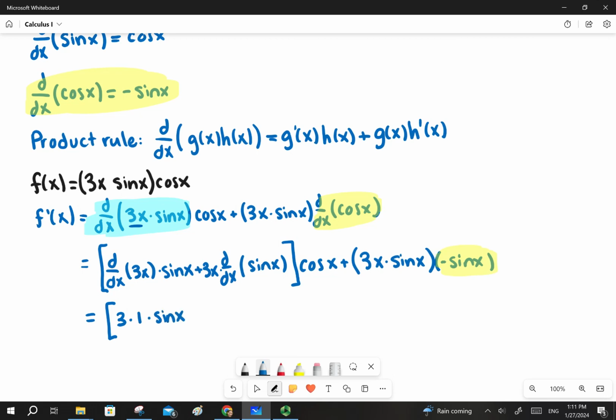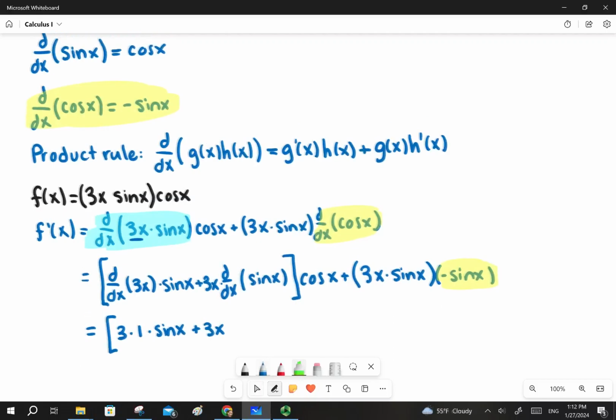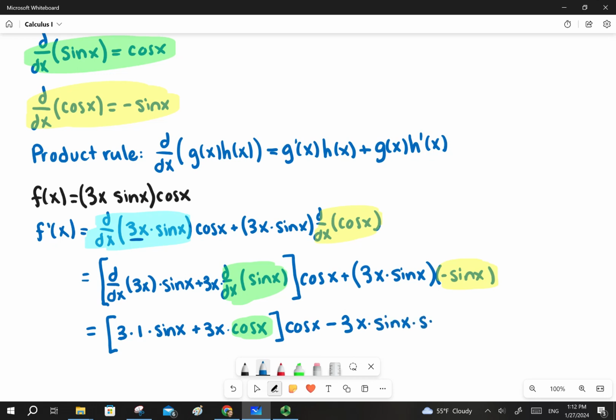So for my first term inside the square brackets, I get 3 times 1 times sine of x, and then 3x times the derivative of sine of x, which we said earlier was cosine of x. And all of that is still multiplied by the cosine of x on the outside. And then cleaning up the other term, I have a minus and a 3, so I'll write the minus 3 out front, and then an x, and then a sine x, and another sine x. Now I could write that as sine squared of x, but I'm going to leave it for now.